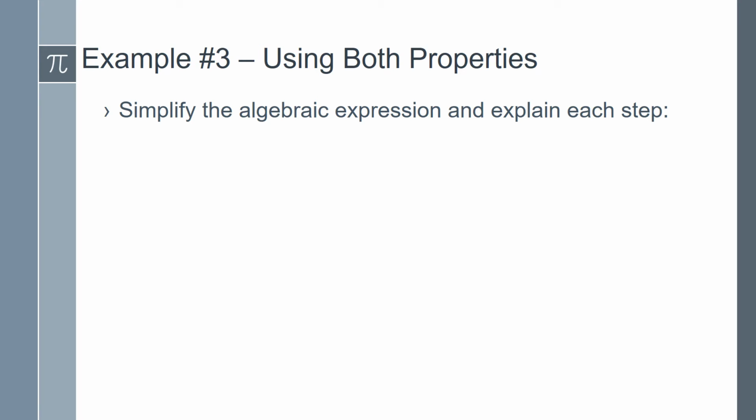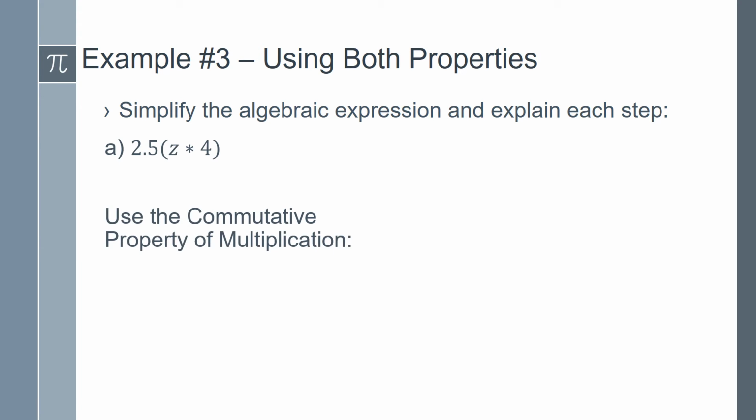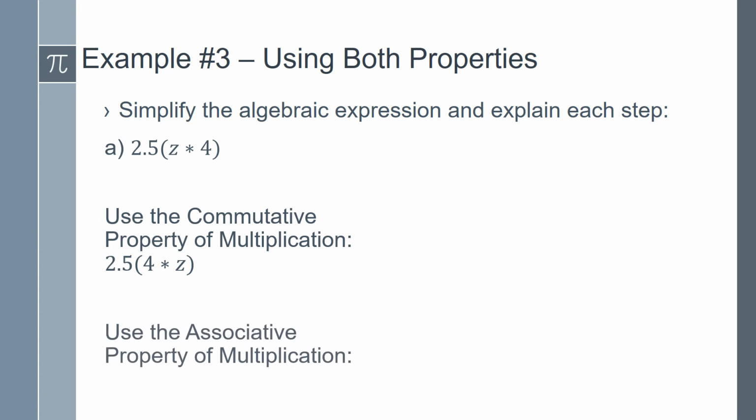Let's take a look at two examples that use both properties. We'll start with 2.5 times, in parentheses, z times 4. The first thing we need to do is use the commutative property of multiplication, and we find that the expression is now 2.5 times, in parentheses, 4 times z. Next, we'll use the associative property of multiplication to simplify, and we find the expression, in parentheses, 2.5 times 4, times z. 2.5 times 4 is 10, so this simplifies to 10z.